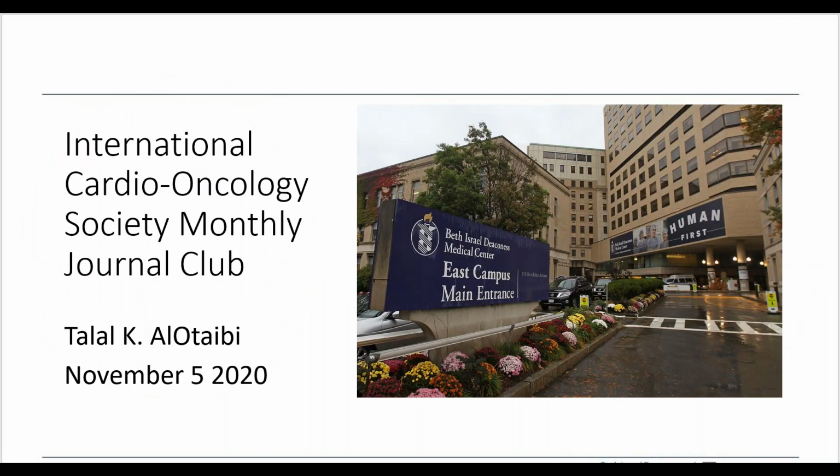So I'd like to start by introducing myself. My name is Talal Al-Otaibi. I'm one of the cardiology fellows at Beth Deaconess Medical Center. This is basically our East Campus wing. My special interest is in cardiac MRI, and that's where my personal interest is. And this is the East Campus where we have our cardiac scanner.